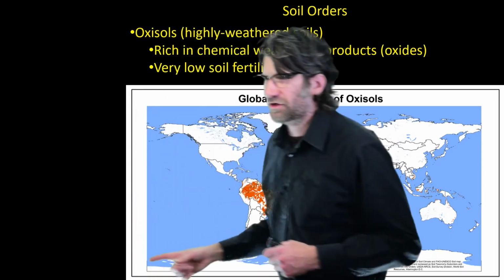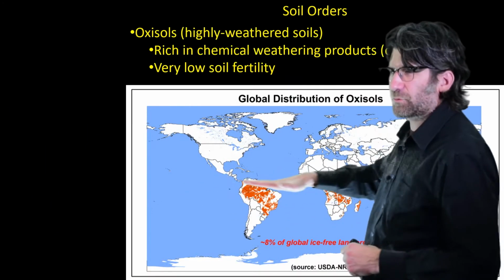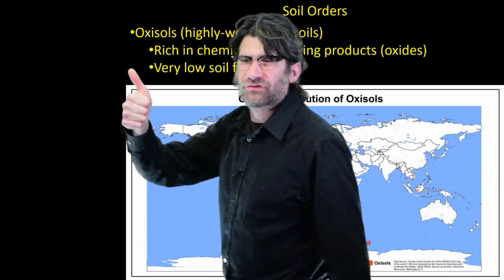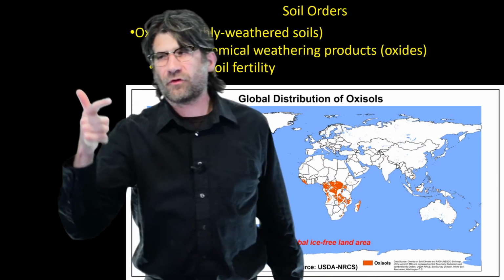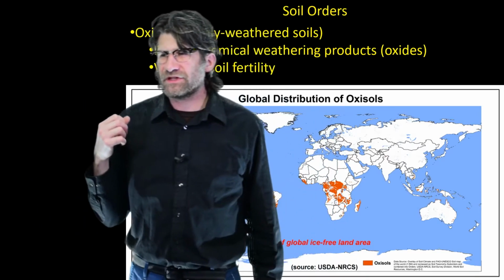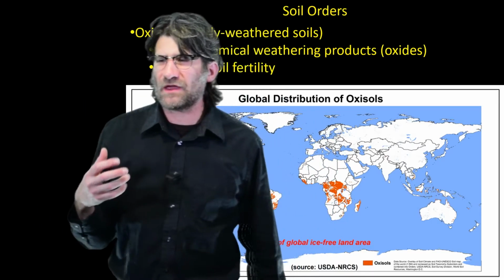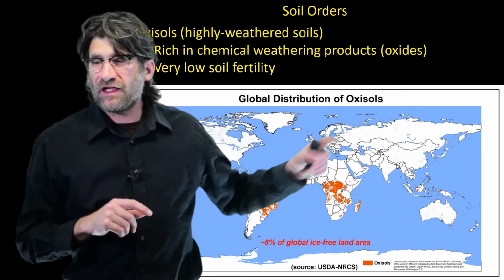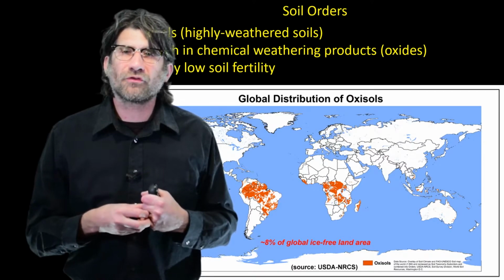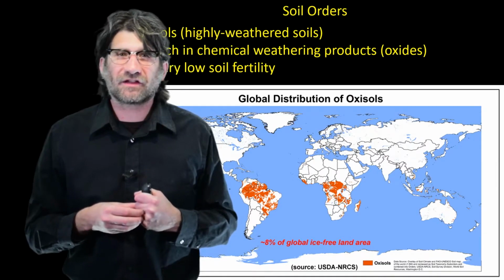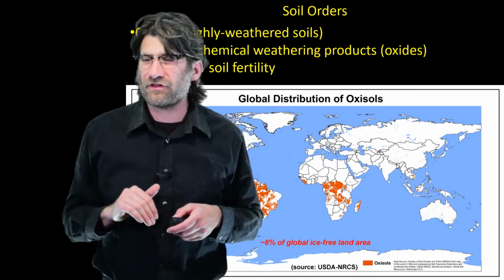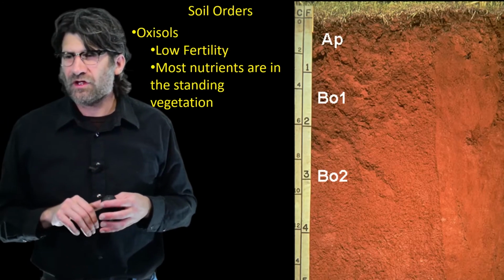Okay, moving on from our andesols, we have oxisols. Where you look for oxisols is going to be in those equatorial regions, where we have high temperatures and lots of water. Because of that, we can do massive amounts of chemical weathering, extreme chemical weathering, where we produce oxides, and we basically weather away most of the mineral material, except for, say, the quartz. And so because of that, you have very, very low soil fertility in oxisols.